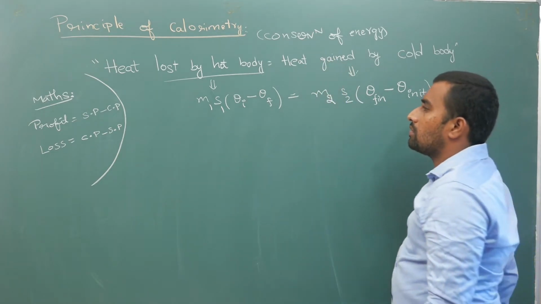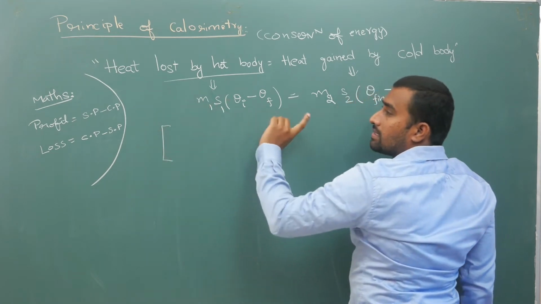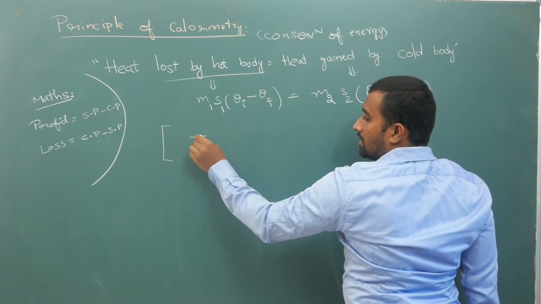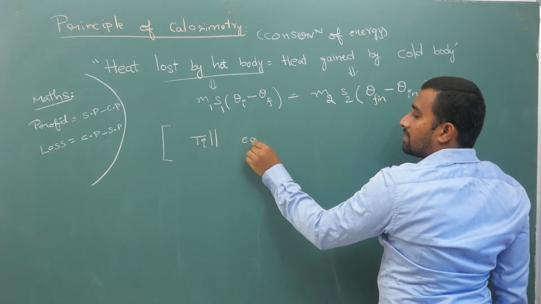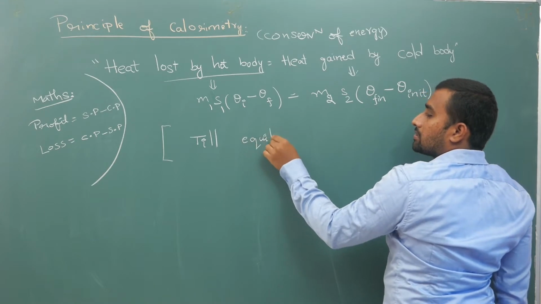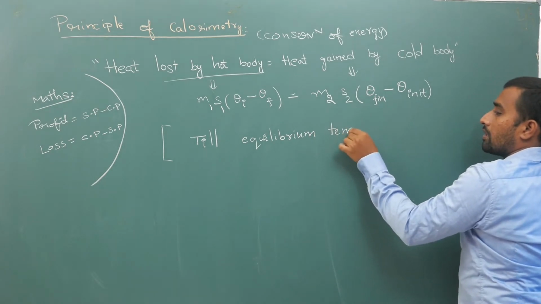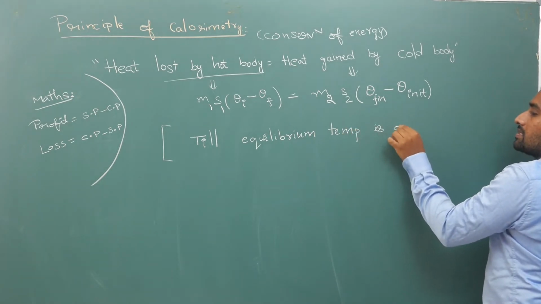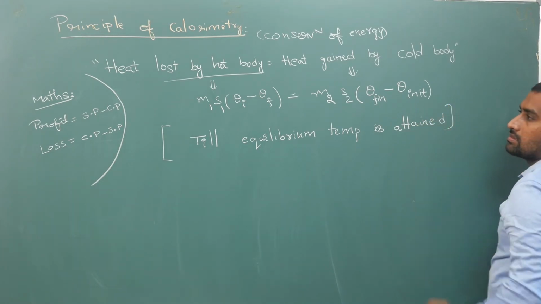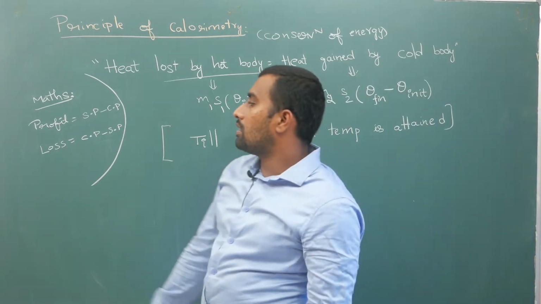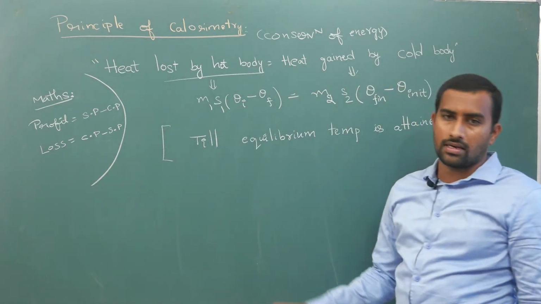Now this process, that is energy transfer, happens till equilibrium temperature is attained. Till equilibrium temperature is attained, heat energy transfer keeps happening like this. So this is what you are supposed to understand basically from the principle of calorimetry.